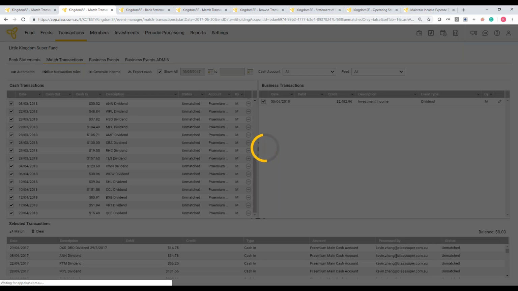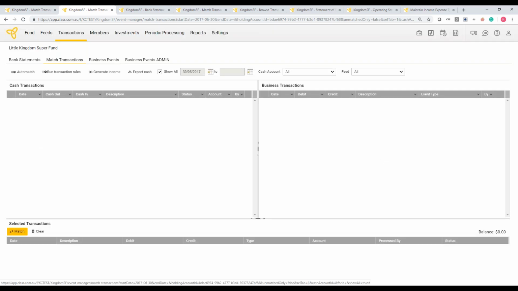So on the right-hand side is the cash, on the left-hand side is the dividend event I just processed. So we've done foreign income, we've done dividend, now we need to do distributions. So most of the distributions are already accounted for, except one of them.